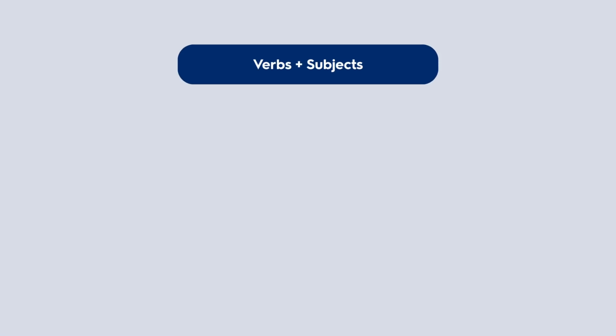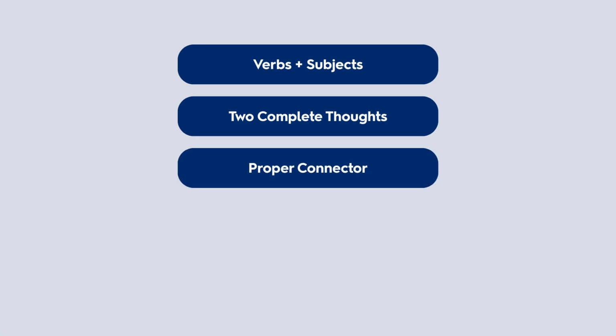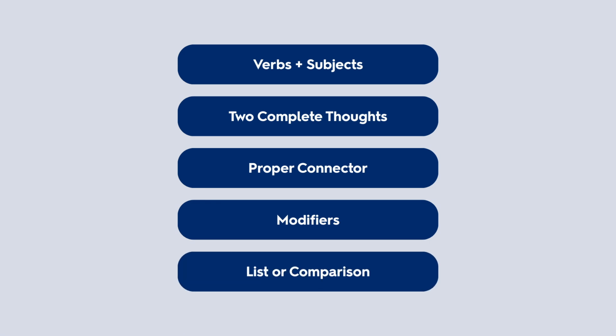Here is a quick test day strategy. First, find the verbs and the subjects. Second, see whether you have 2 complete thoughts. Third, check for a proper connector between them. Fourth, check that modifiers sit next to what they describe. Fifth, scan any list or comparison to keep the pattern consistent.